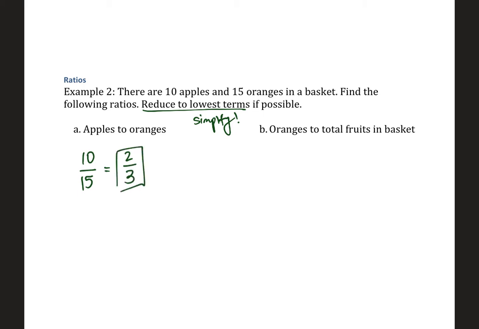Letter B, oranges to total fruits. It's not given, but I can find this out. There are only 10 apples and 15 oranges. 10 plus 15 is 25. So oranges, there's 15 oranges. 15 over 25. I can divide these both by 5 once again, so we have 3 over 5. Oranges to total fruits in the basket.